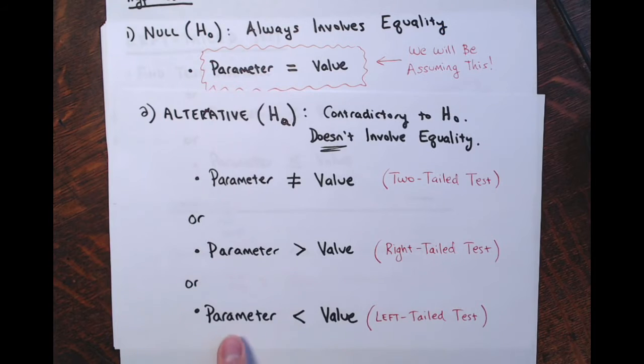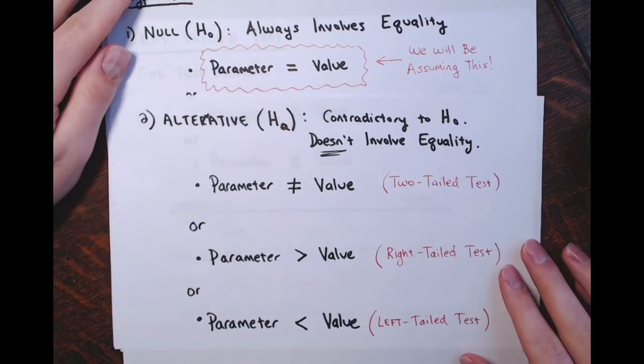Or it could look like this. The parameter in question is less than some specified value. Less than, on a number line, would be left of, right? So if your alternative hypothesis looks like this, then you're performing a left-tailed test.